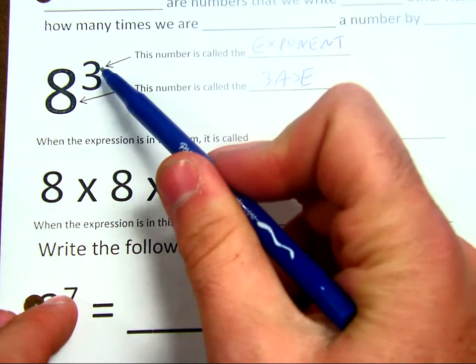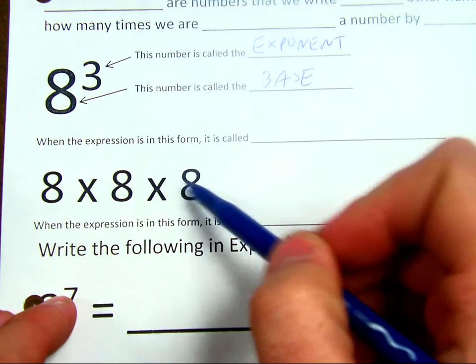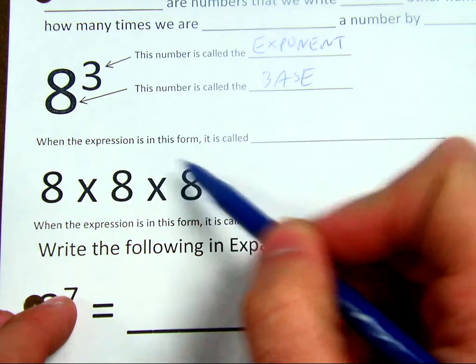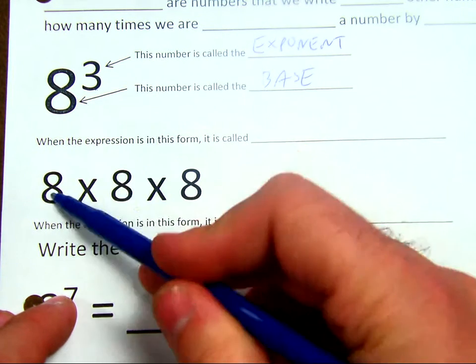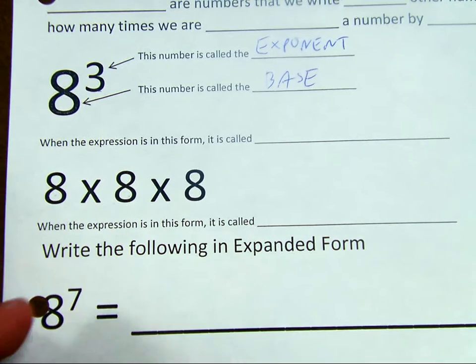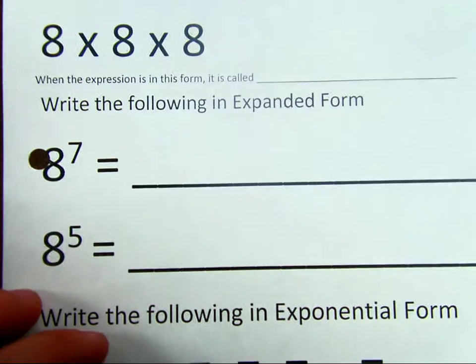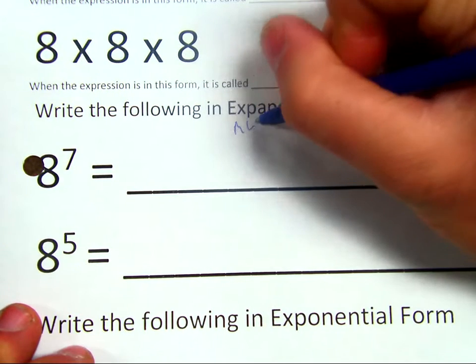8 to the third power means 8 times 8 times 8. Because there are 3 8s, you're multiplying them times itself that many times. So 8 times itself 3 times is 8 times 8 times 8. Okay? Now, to rewrite these, we often have to put them in what's called expanded form, or sometimes also called multiplication form.